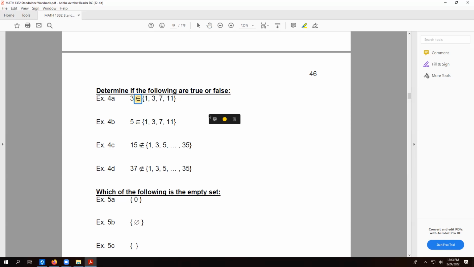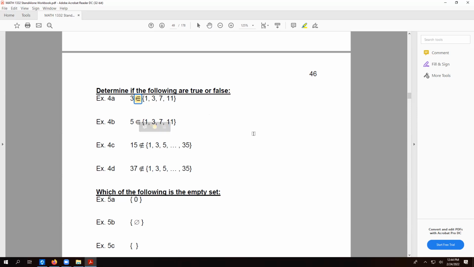So whenever you see that little lowercase epsilon symbol, if there's a number before it, it's saying that number is in the set. If you wrote this in English, you would say 3 is inside this list of numbers, and you would tell me, yeah, true. And then the next one: is 5 inside that list of numbers? No. So now you would say false. So that's all it is. They're just using math symbols instead of English.